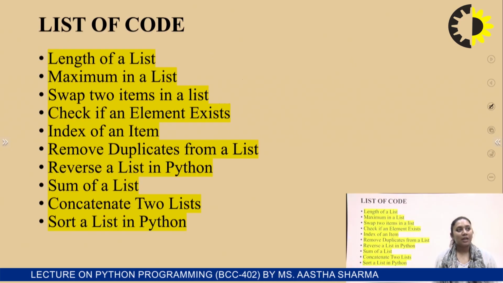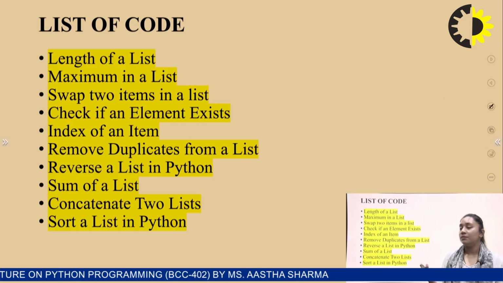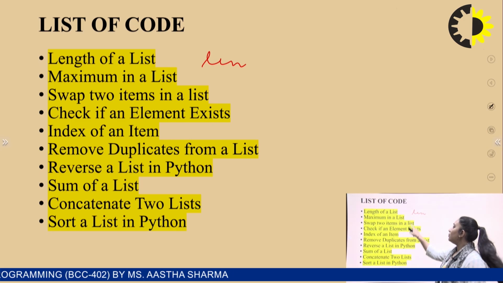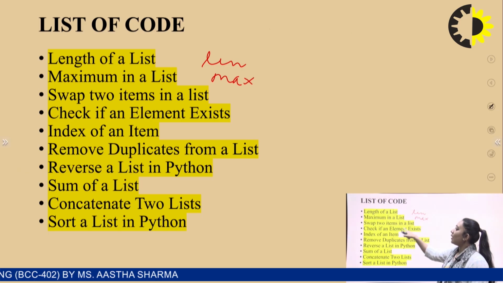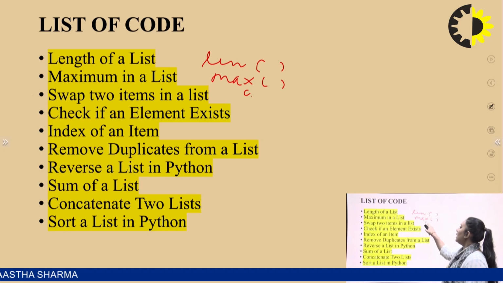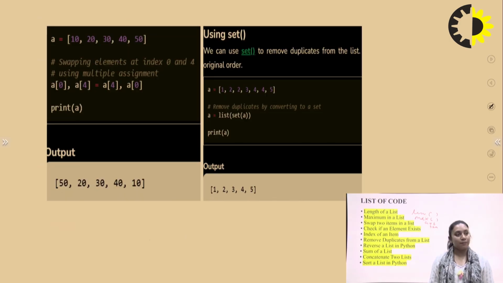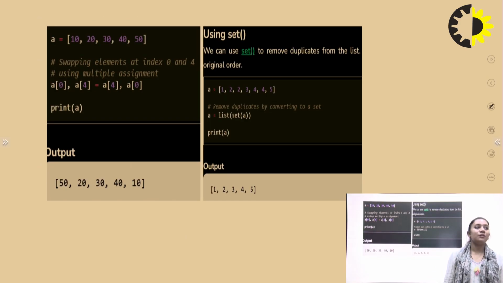Here are some types of list operations: the length of the list by using the length function, the maximum of the list by using the maximum function. Swapping two values, how can you do this? A equal to B, B equal to A, right? Check if an element exists, index of the element, remove the duplicates, reverse the list, the sum of the list, concatenation, by combining two lists, and sort of the list in Python, right? Here is the example by using the set function.